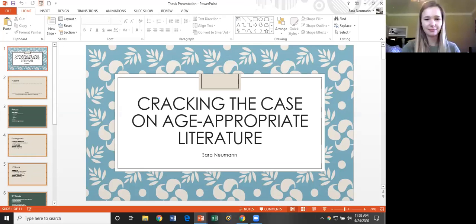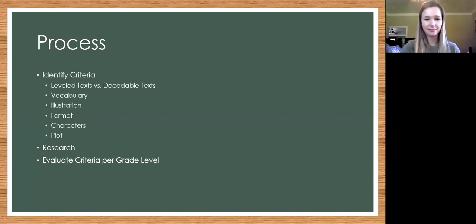My first criteria was leveled text versus decodable text. Leveled texts are books categorized by level of difficulty. Students are assigned which level they fall into, and that's your traditional view of using books. Then you also have decodable text, which is based on phonics and high frequency words. With decodable text, a teacher would teach a phonics lesson, and students would read a book based on that lesson. So they're using information that they've learned to decode. That's how decodable text works.